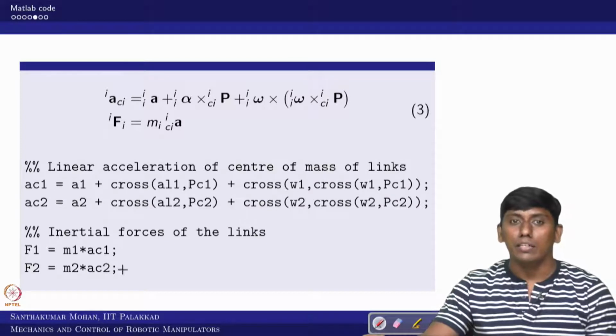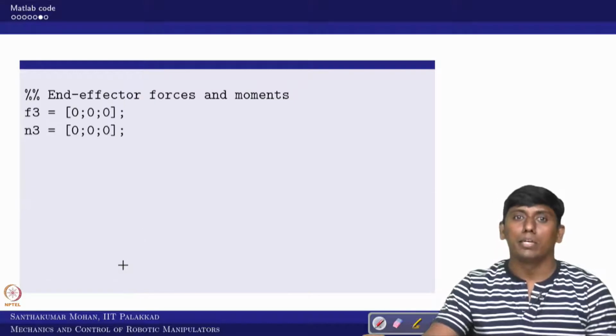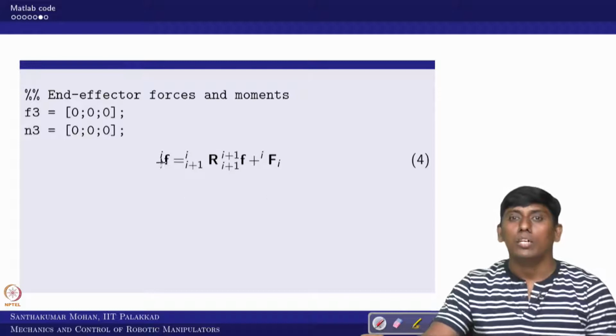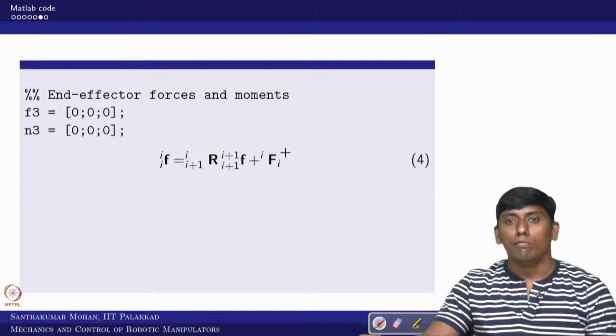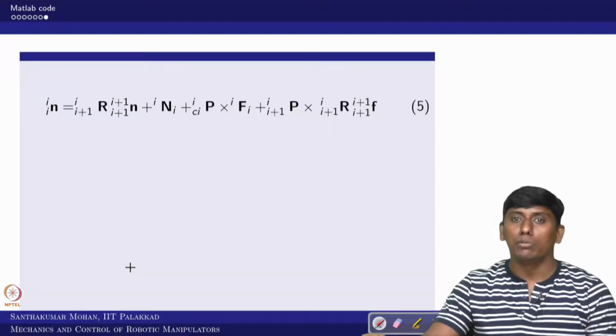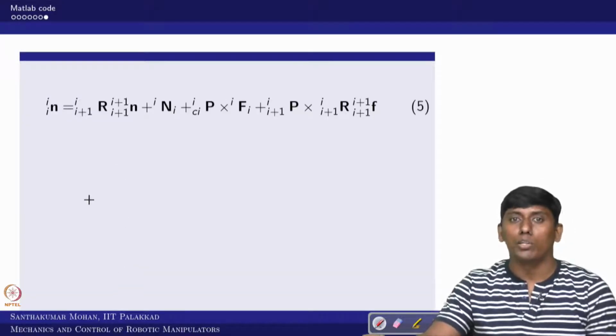Now till this point what we have done is the forward propagation. Now we come to the backward propagation, where we assume that the end effector forces and moments are zero, just for simplicity, but later on you can consider some vector also. So this is the equation to back propagate. Once you know the end effector forces and the inertial forces, then you can back propagate. Now we have written this equation. In a similar way we can do the backward propagation for the moments.